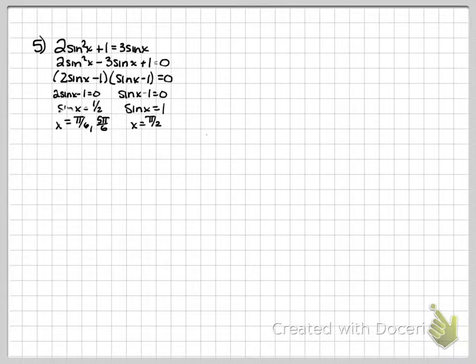Okay, so let's put these on our graph and see how they look. Pi over 6 is right about here. 5 pi over 6 is over here. And 1 is straight up at pi over 2. Okay. And just looking at this, I can see that they're not going to be the same distance apart. So I'm going to need to write 3 equations. So let's just write them.